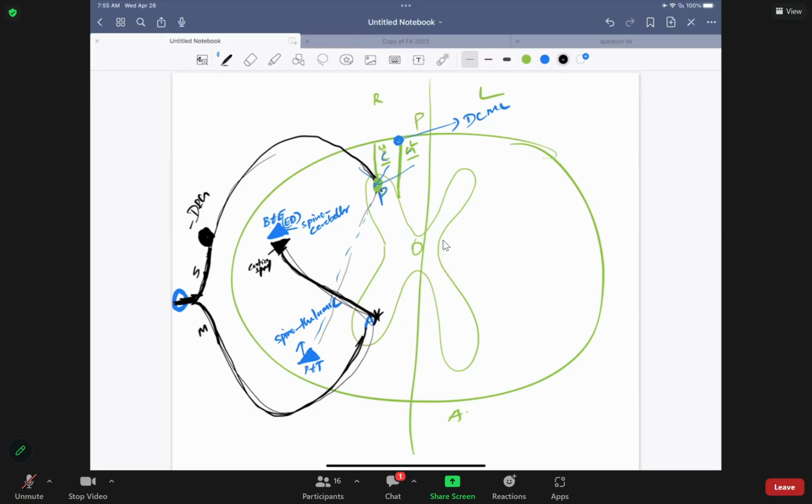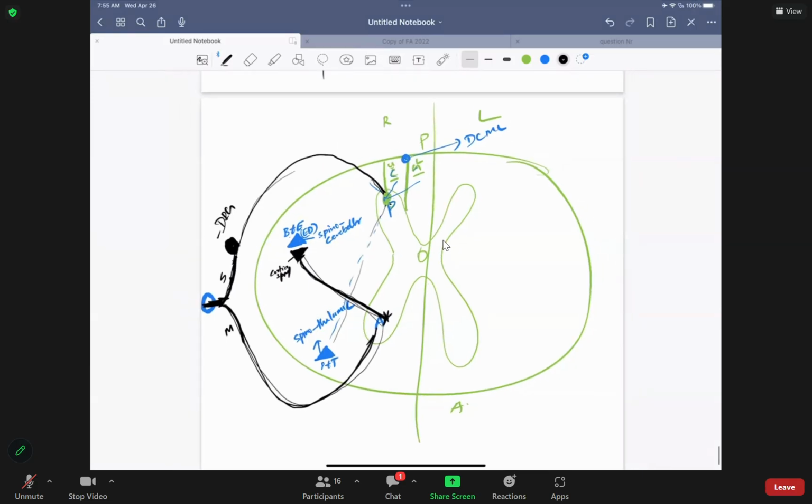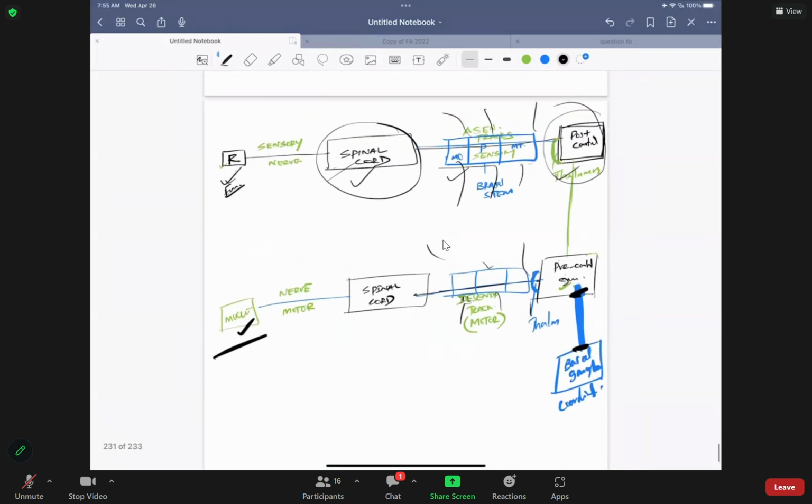Dr., can you please repeat the part? I understand where you go from top. What's the connection between going from ascending to descending? Can you explain that one more time? You see here, it goes to the post-central gyrus. Post-central will connect it to pre-central. From pre-central, you start corticospinal tract.